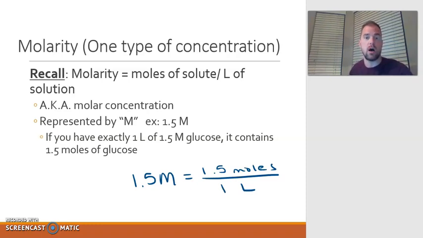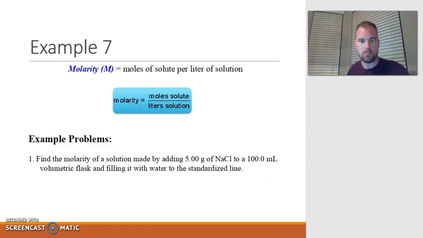So before we do practice with molarity later on, let's look at the equation, moles over liters, and let's look at some example problems of how we can use that to solve for some unknowns. Example 7 in our notes asks us to find the molarity of a solution made by adding 5 grams of NaCl to a 100 milliliter volumetric flask and filling it with water to the standardized line. So essentially we are taking this 5 grams of table salt and adding water to ultimately make a solution, and as a result, I want to know what the molarity is.